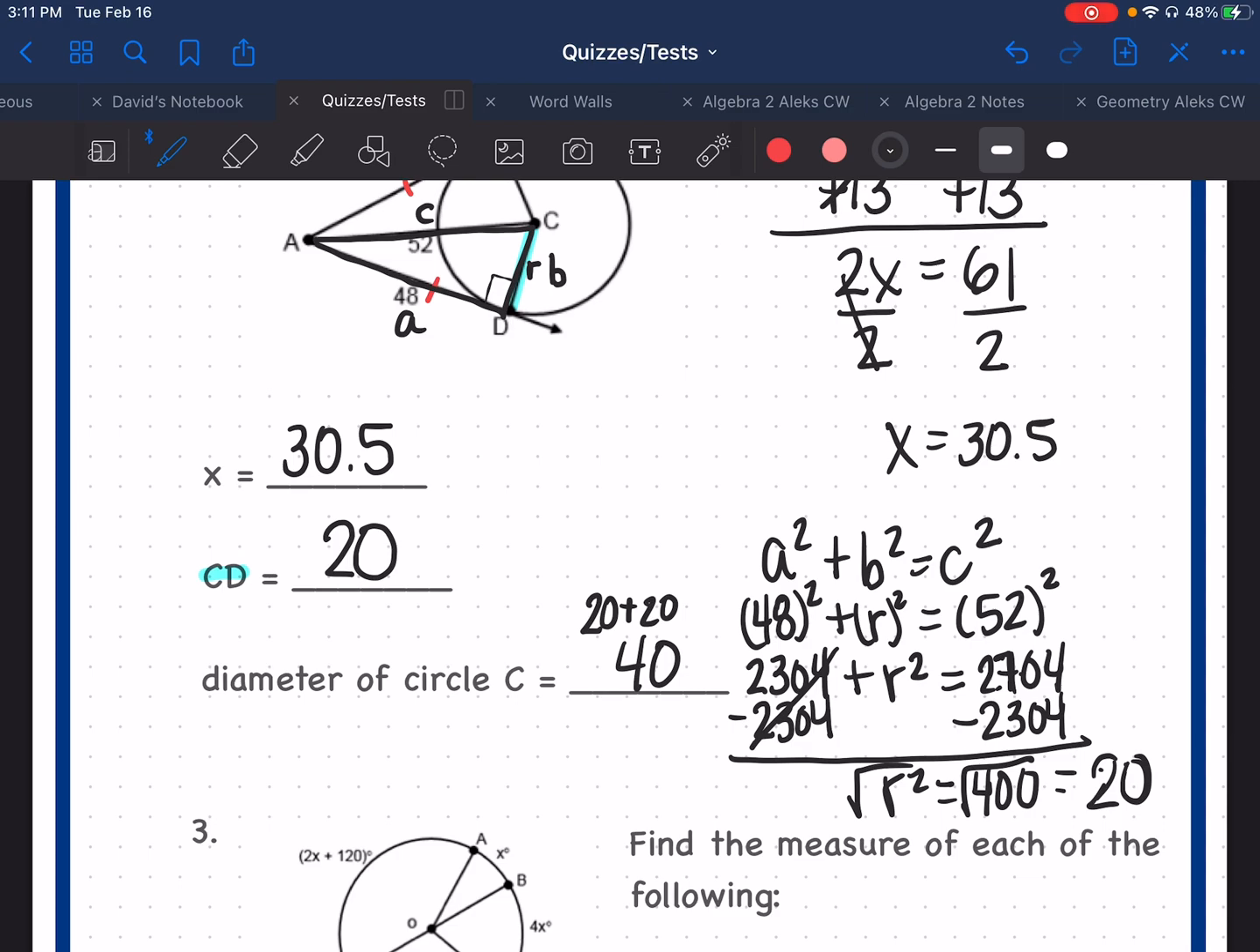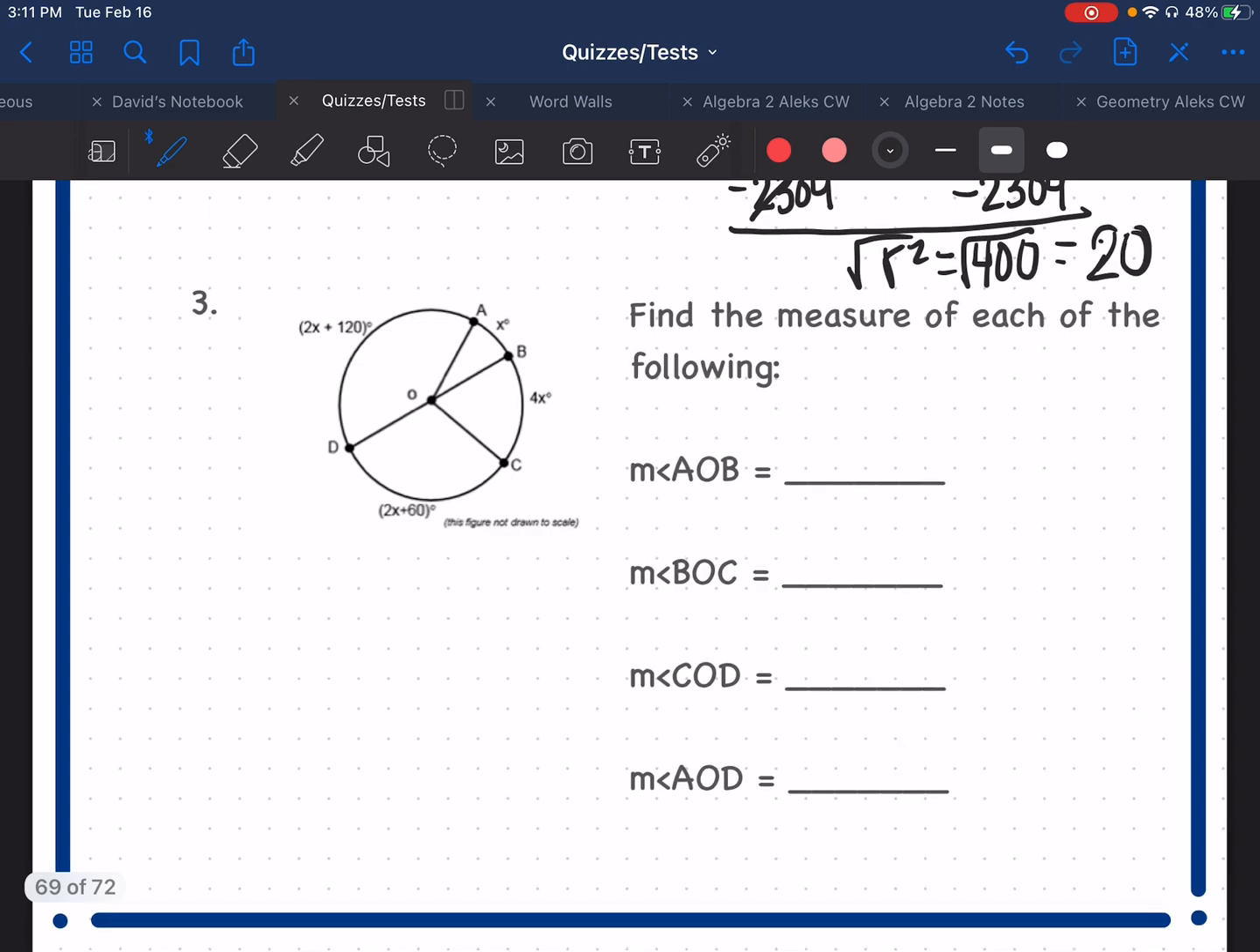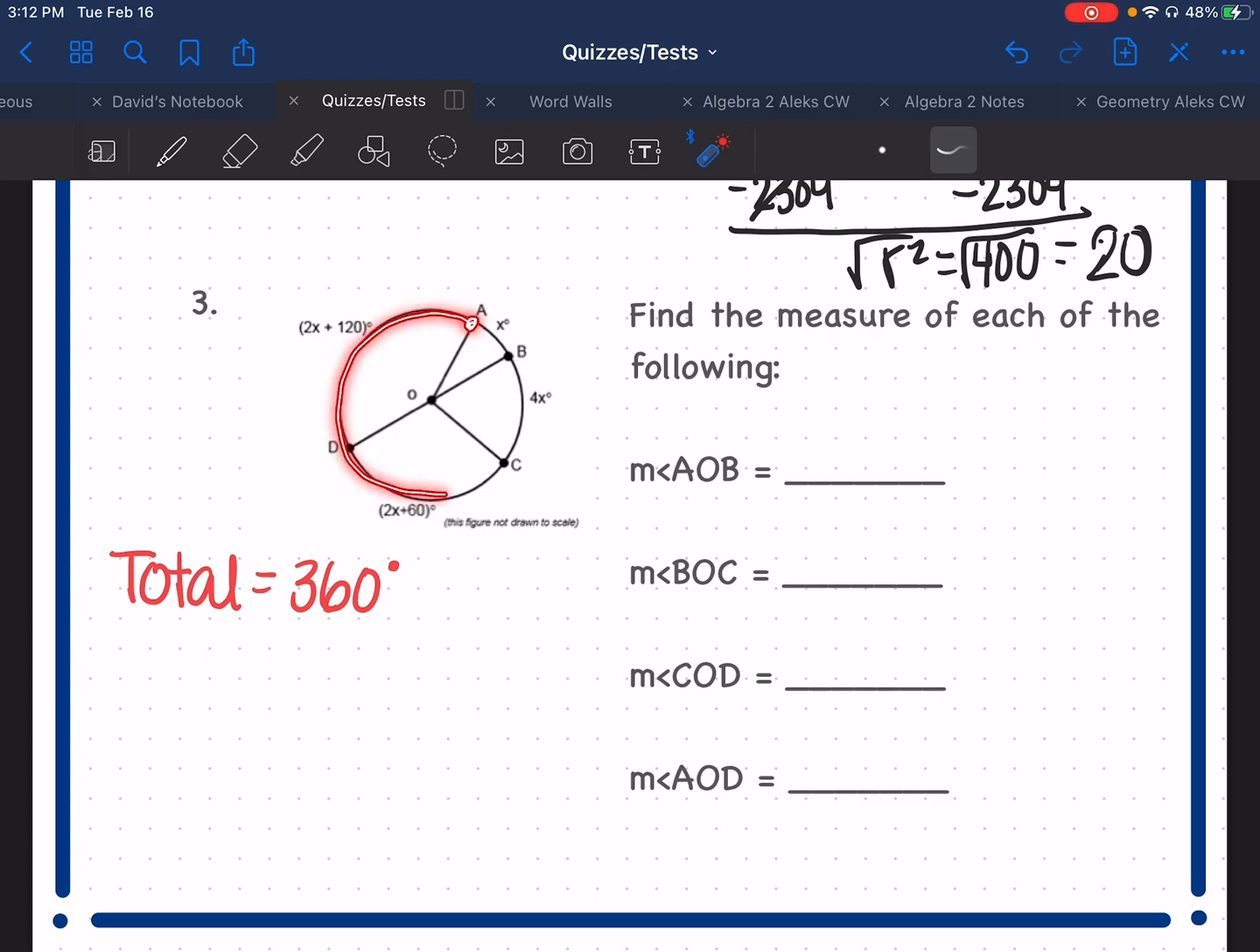All right, let's take a look at question number 3. Question number 3 has a circle and it asks me to find each of the following. I want you to keep in mind two things. The total number of degrees in my circle is 360 degrees. So if I were to start at any point and go all the way around, I would have 360 degrees. I also want you to remember that a semicircle is half of a circle, which is 180 degrees, 360 divided by 2.